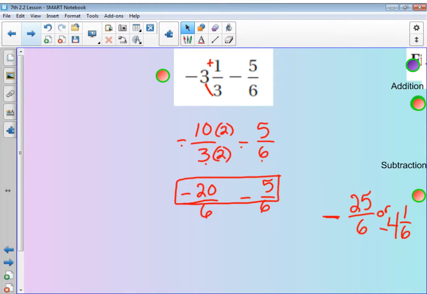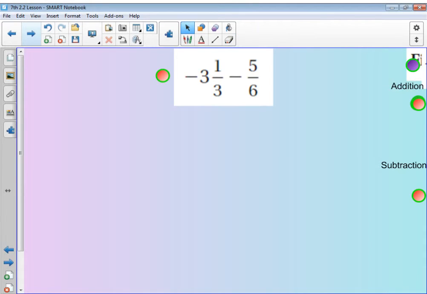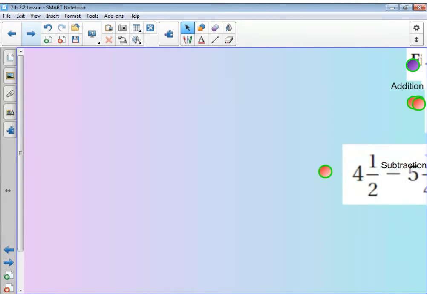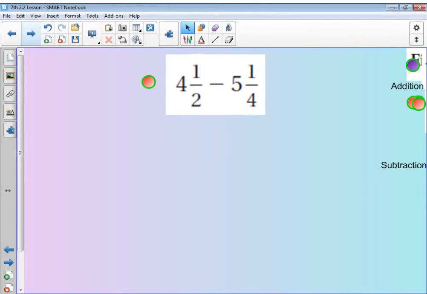Okay, so I want you to try this next one. You may need to change these to improper. I'm noticing one is positive and one is negative, so you're going to be doing some subtraction between these. You may have to reverse them around, or if you change them to improper, then you can just think of your top numbers as if they're integers. So go through, pause your video, and work through this one. Remember, you either need to do common denominators or the crisscross straight across method.